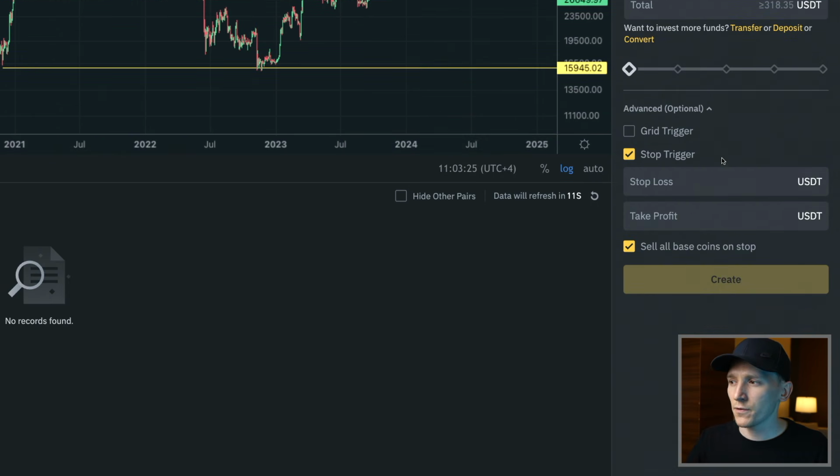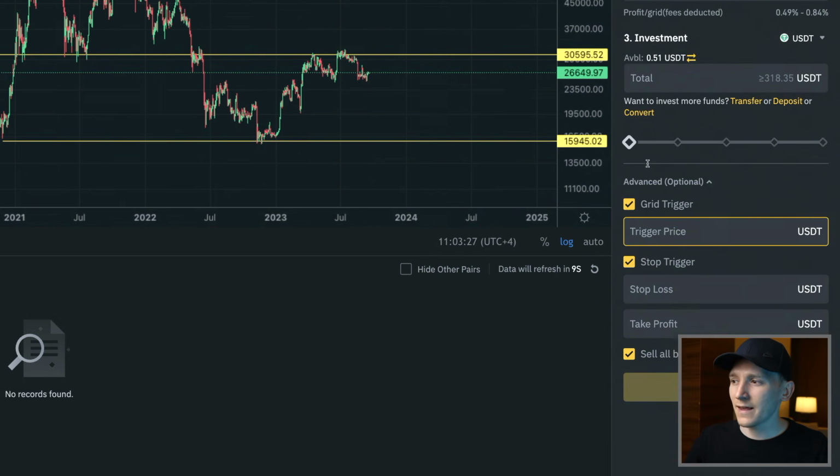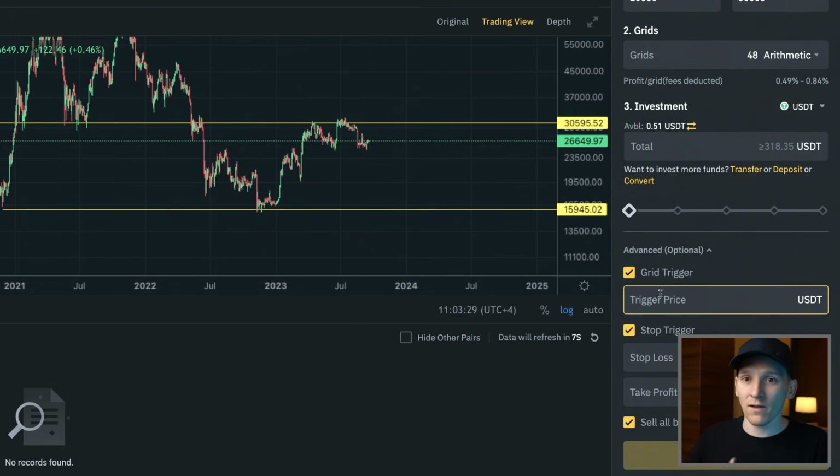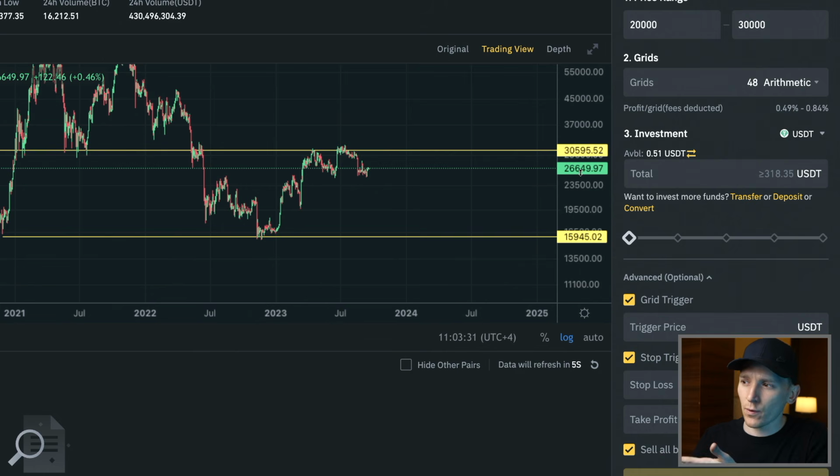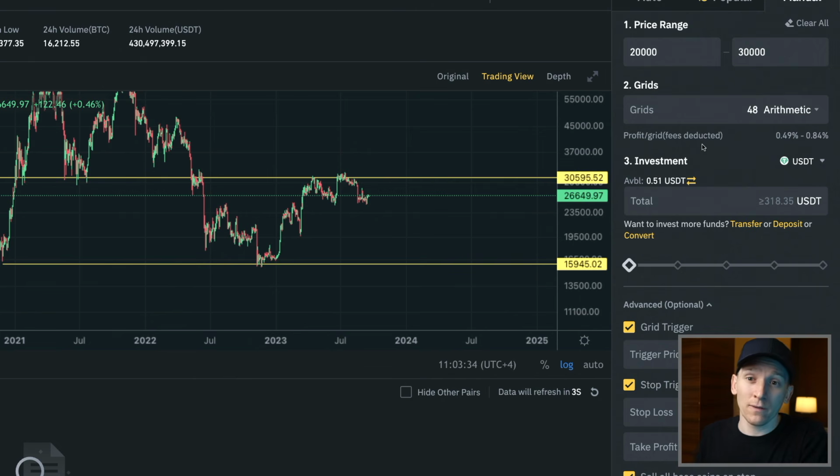Now down here, there's a few things you want to know. The grid trigger. This is telling the bot when to start. So the price right now is 26,649. What's it going to do at this level? It's going to buy at 26,649. You can see the green box here. Because in order to sell some, you need to buy some first, because this is a spot grid. So you need to own Bitcoin first in order to sell it for a profit. So it's going to buy straight away.